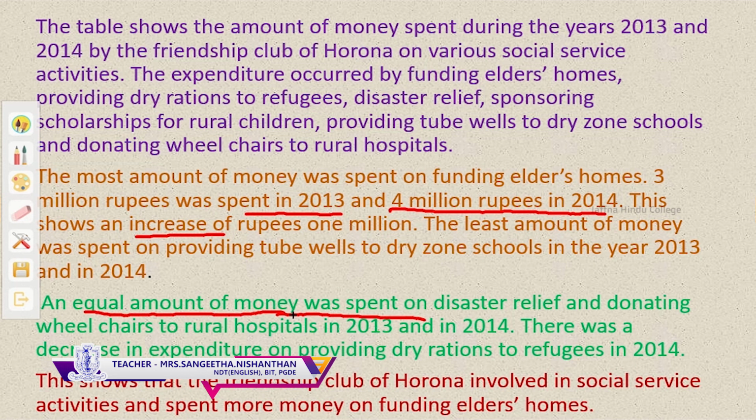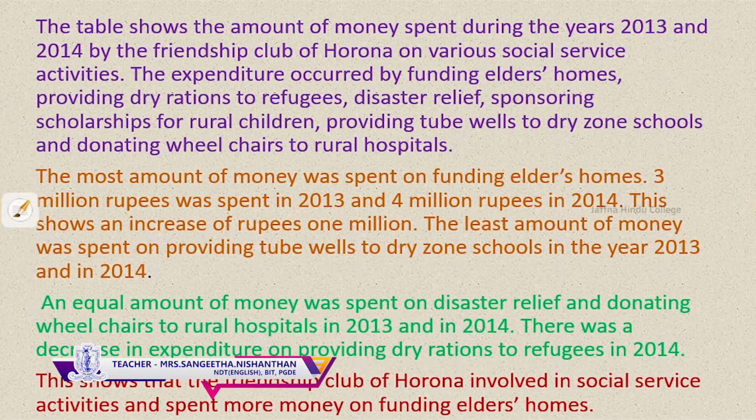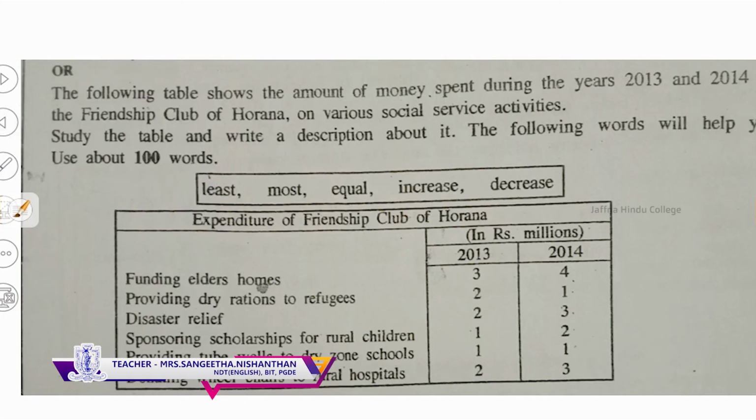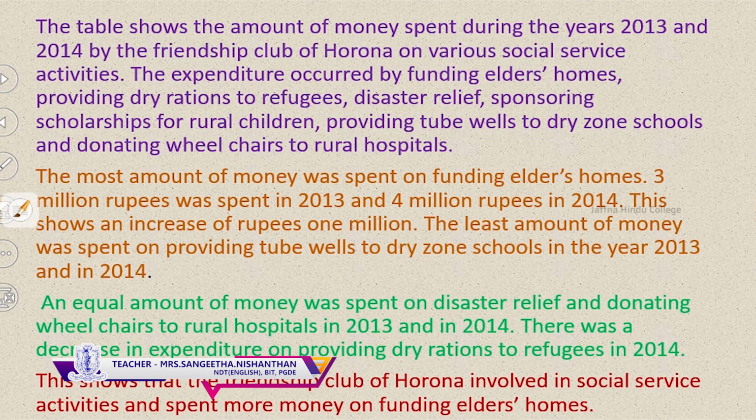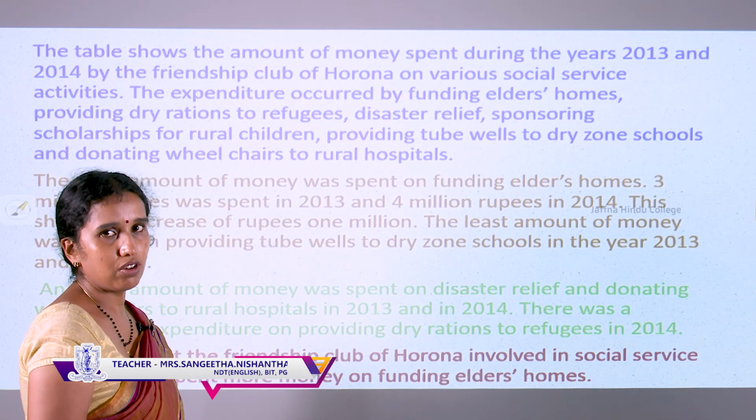There was a decrease in expenditure on providing dry rations to refugees in 2014. There is a decrease in providing dry rations, as here there is a decrease of 1 million from 2013 to 2014. That is said here. And now the conclusion is that this shows that the Friendship Club of Horana was involved in social service activities and spent more money on funding elders' homes. This is the conclusion here.